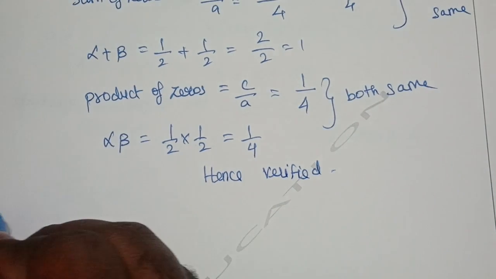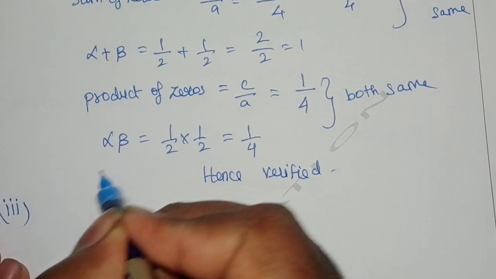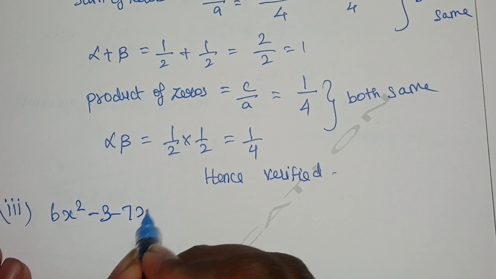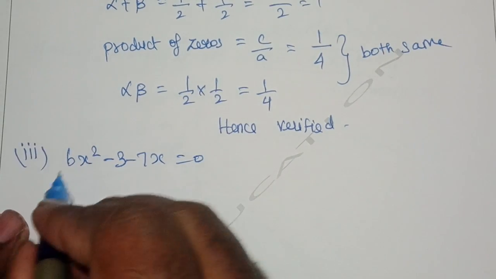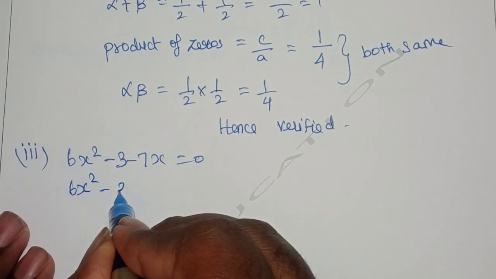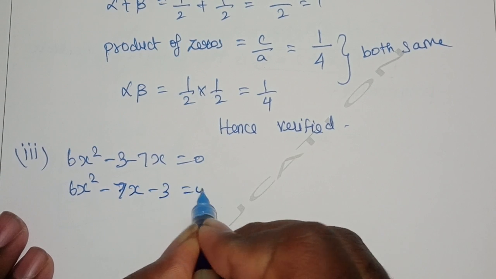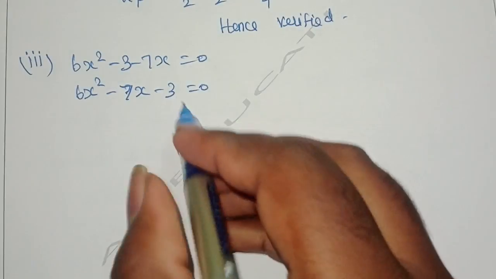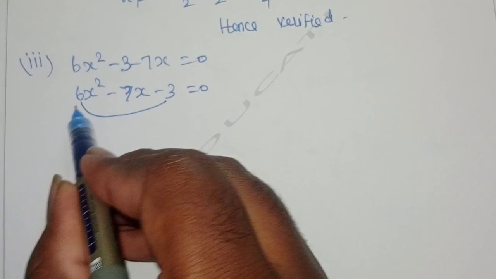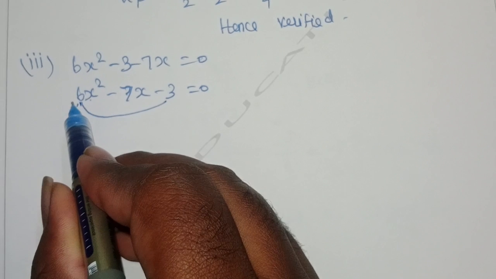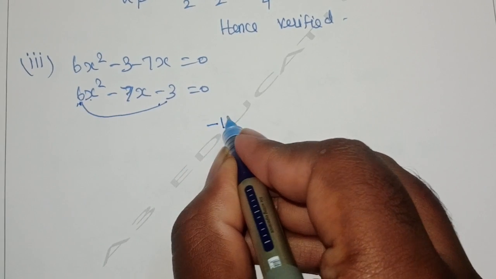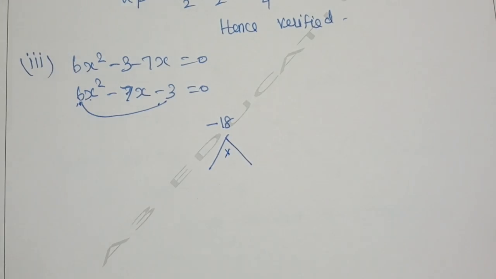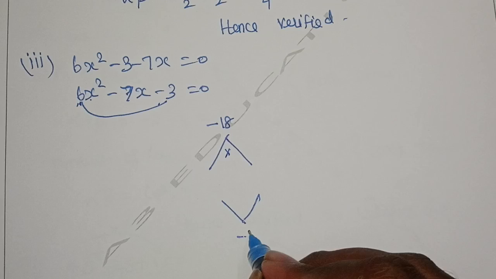Then third subdivision, 6x square minus 3 minus 7x equal to 0. First we need to rearrange them in decreasing order of power: 6x square minus 7x minus 3 equal to 0. This sum you can understand very easily. First 6 into, here we have the coefficient before x square, therefore 6 into minus 3, which is minus 18. By multiplying we should get minus 18, by adding we should get minus 7.